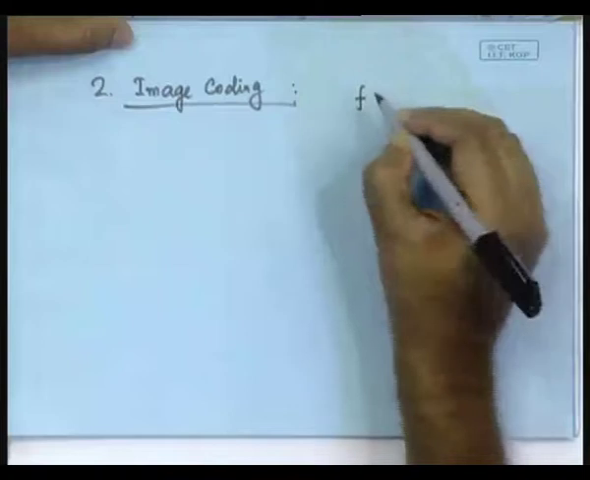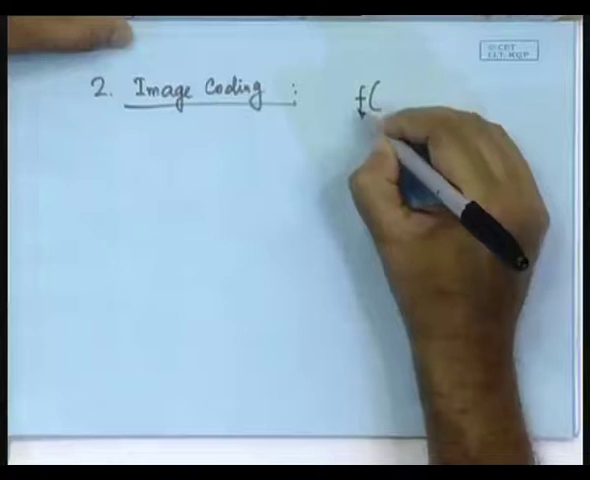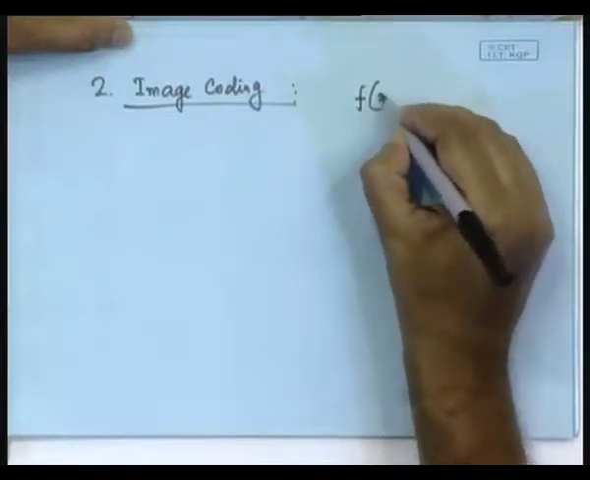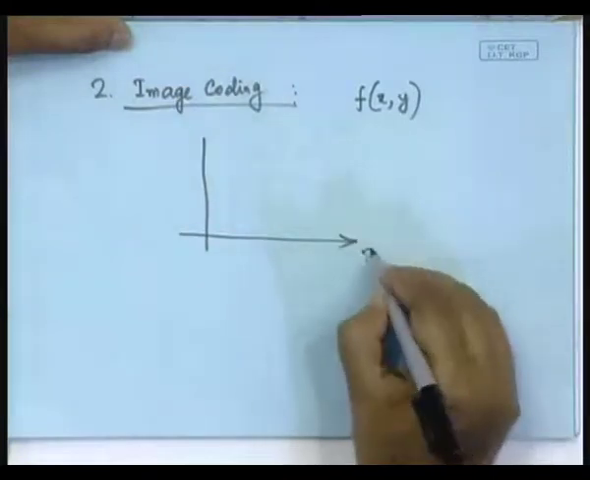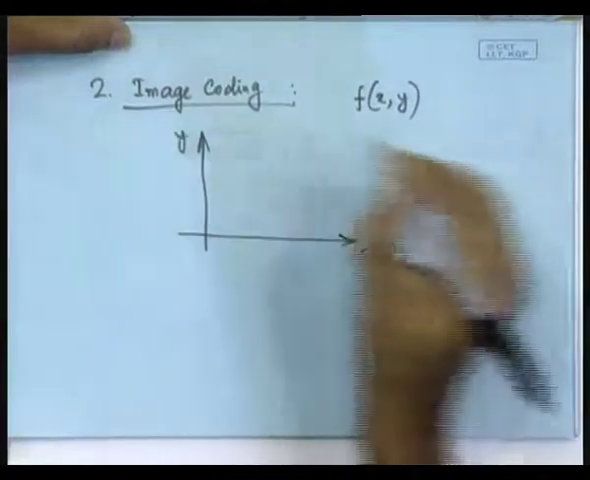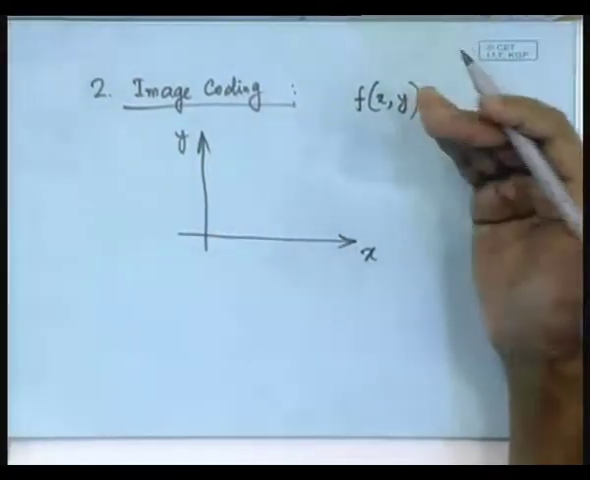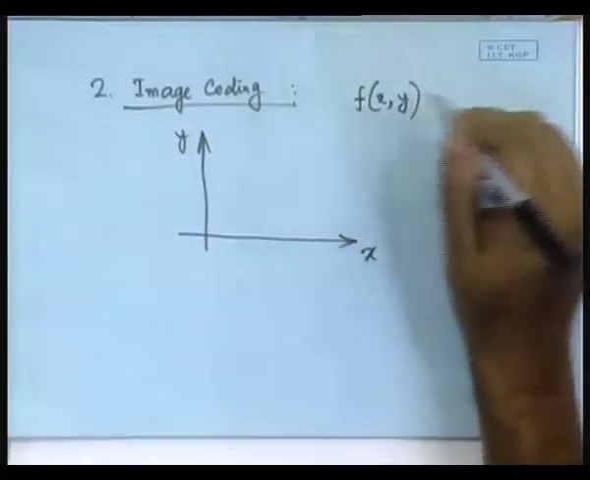For images we have to take the signal as two dimensional. So, we represent the image intensity by a function f, and we call this a function of x and y, where x and y are nothing but the spatial directions. So, x we can take as the horizontal direction and y we can take as the vertical direction. Using these x and y coordinates, you can specify which particular point in the entire image you are looking for.